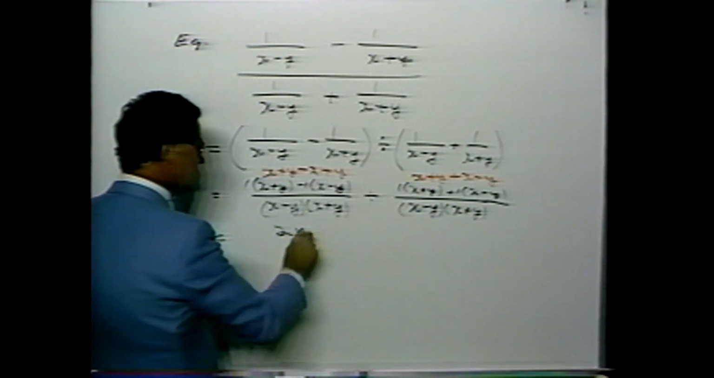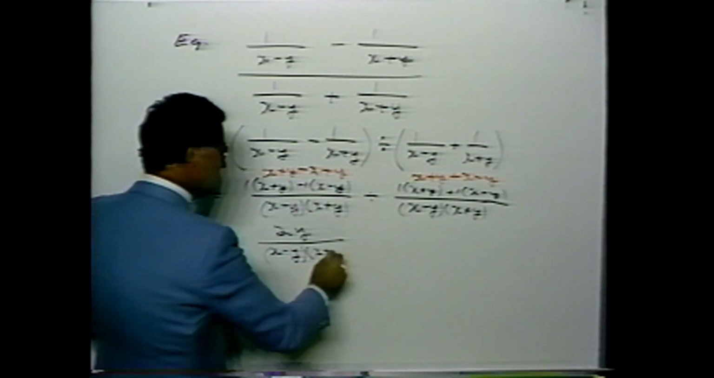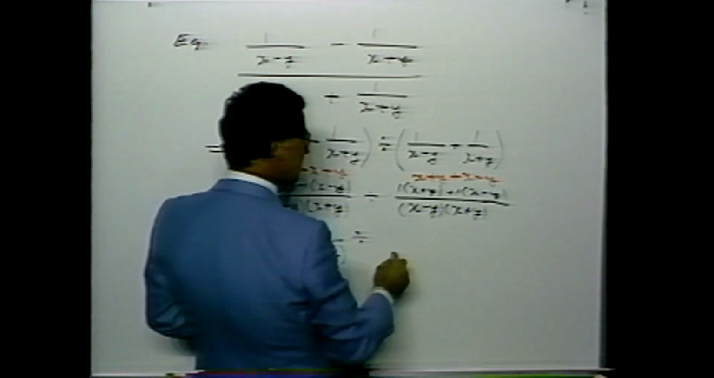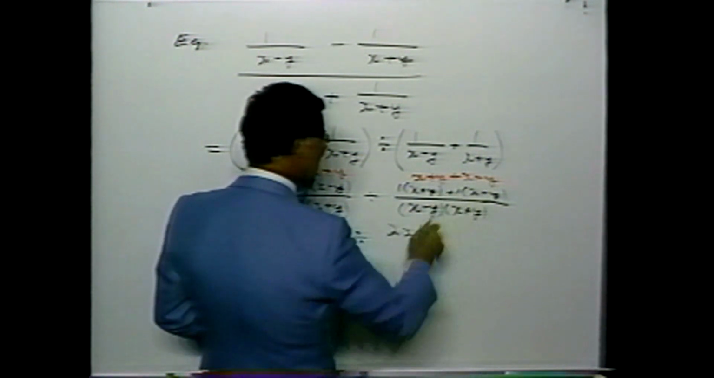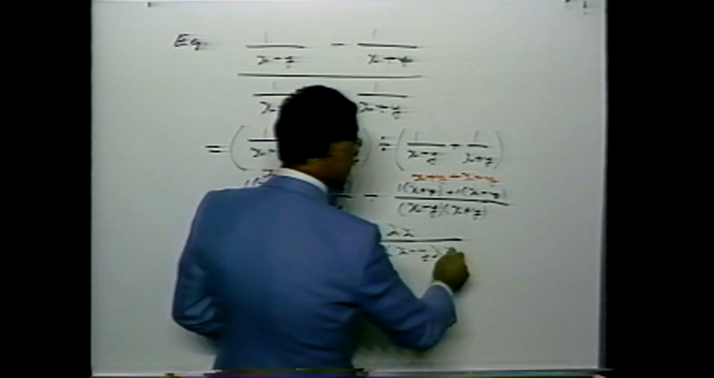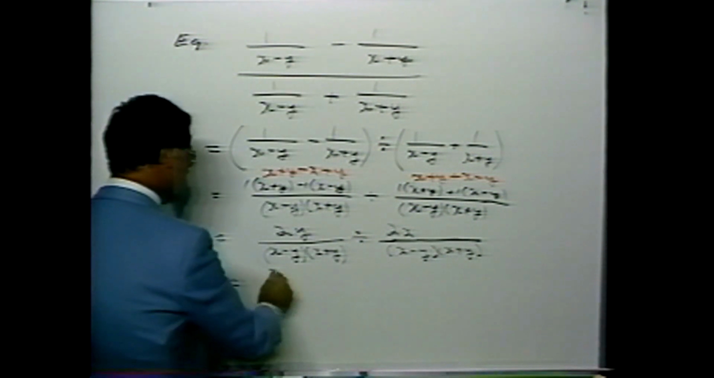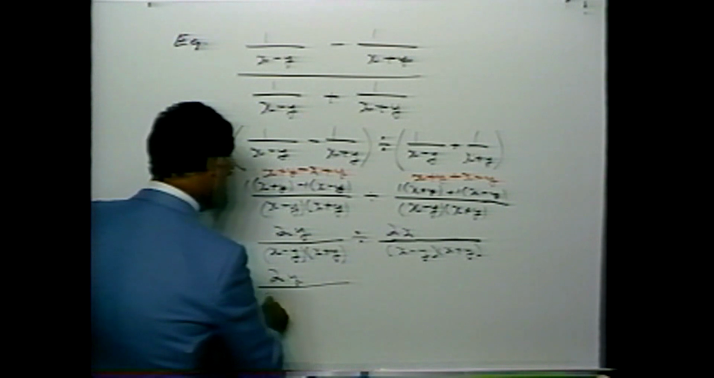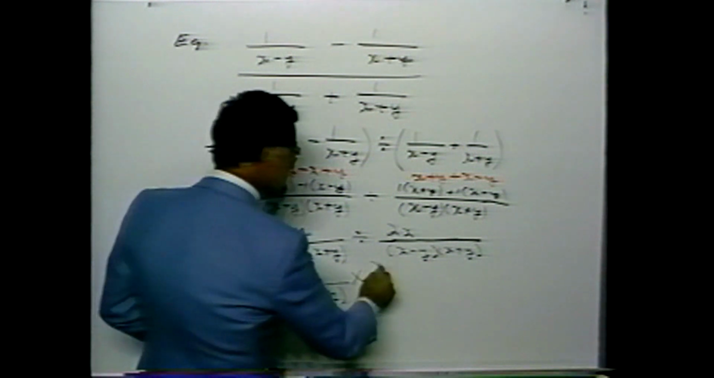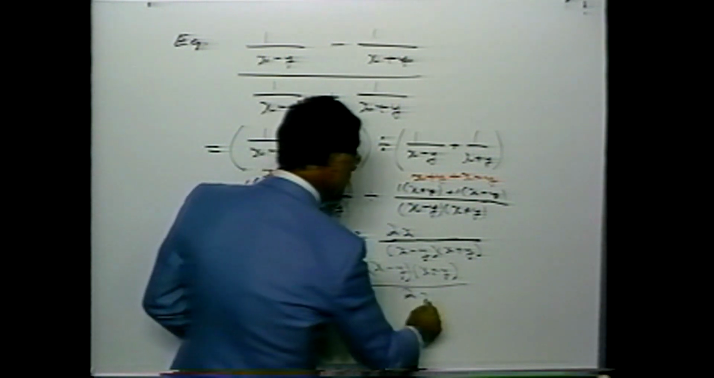You end up with 2y on top, followed by x minus y and x plus y below. Divided by that and that amounts to 2x, and the y's subtract to give 0. X minus y, x plus y. So now we have two fractions which are divided. Apply the reciprocal law. 2y over x minus y times x plus y, followed by a times sign, and x minus y, x plus y over 2x.